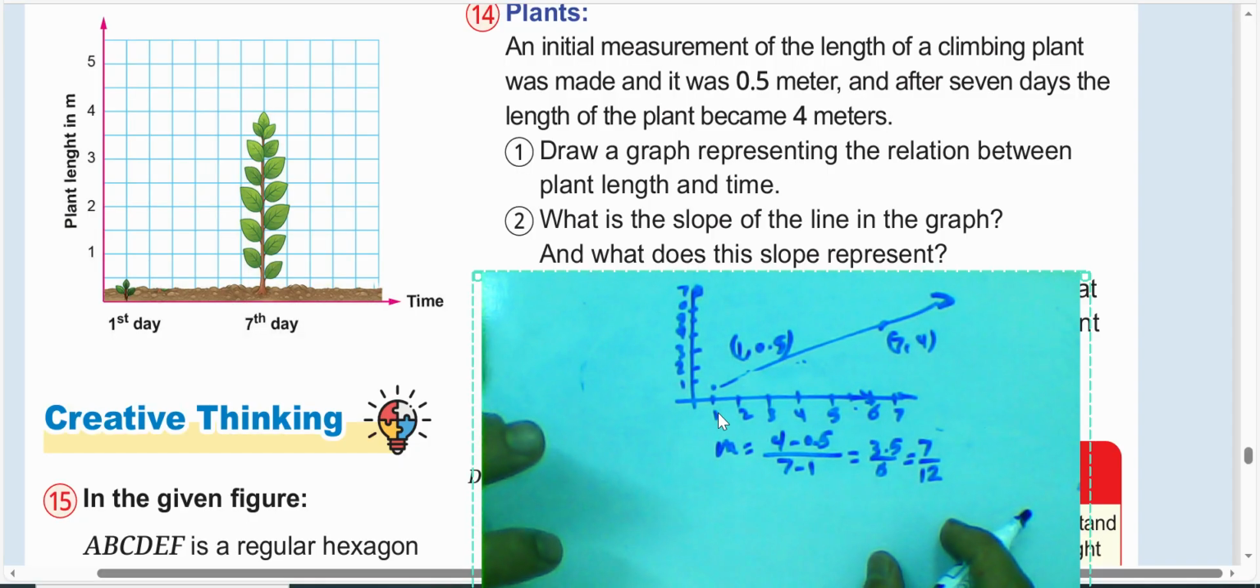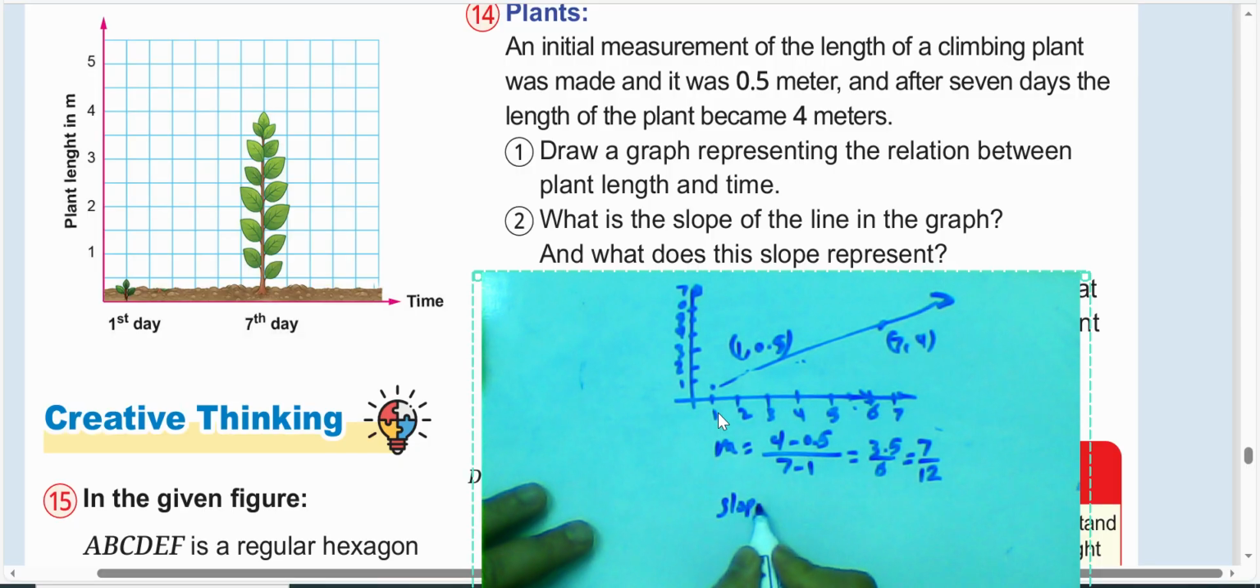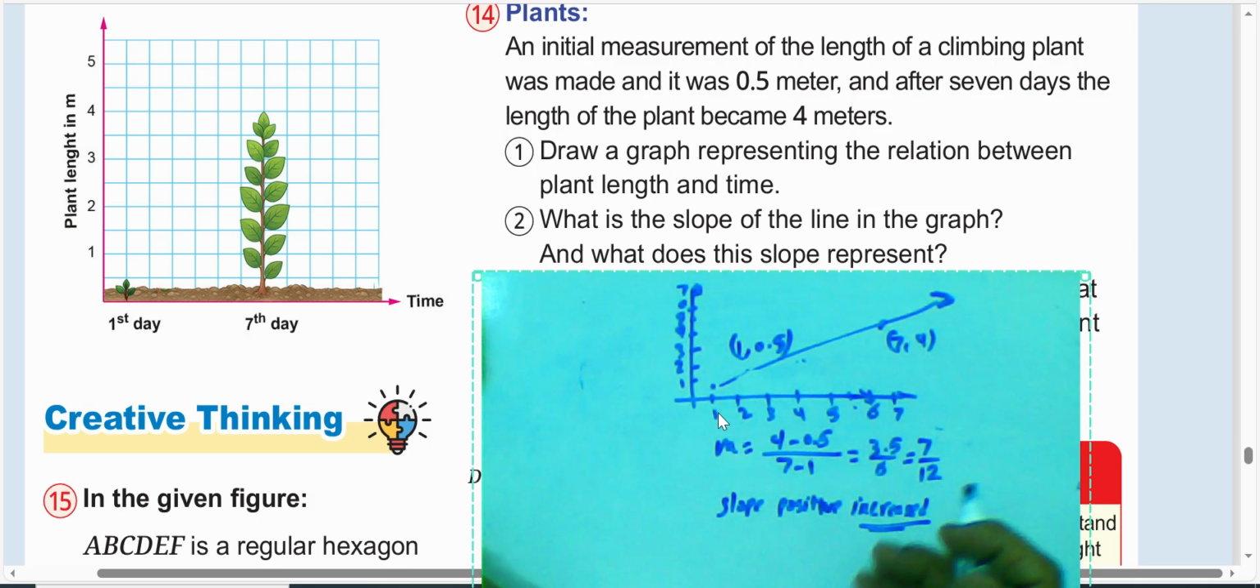What is its meaning? It will be increased, since the slope is positive. The slope was positive, its meaning is increased. Okay, it represents the relation between plant length and time. The slope of this line graph, what does the slope represent? Its meaning is increased. Okay, it's question number 2.